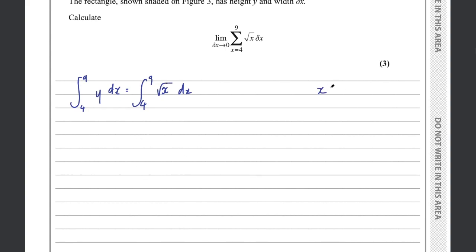Well, think of it as x to the power of a half, that makes it easier for me to think about, because then I use the power rule for integration. So add 1 to the power, divide by that power. Dividing by 3 on 2 gives us a coefficient of 2 on 3, and then it's x to the power of 3 on 2 from 4 to 9.